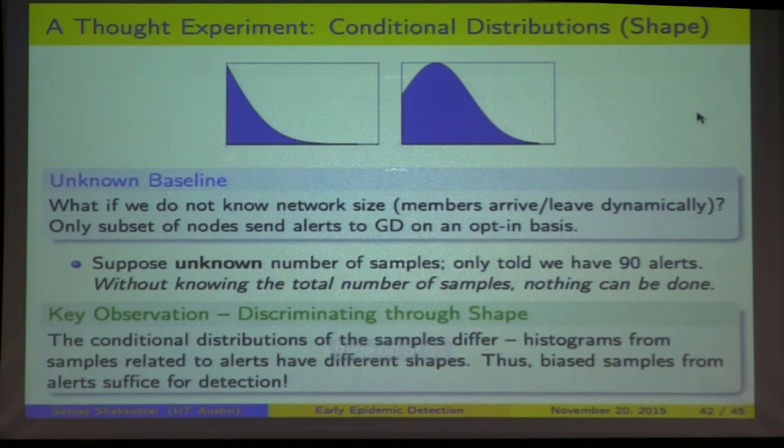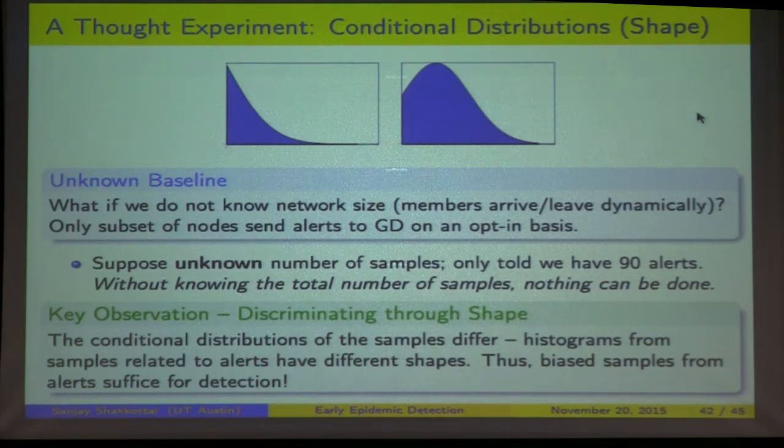What if I tell you that I give you 100 alerts, or I give you 95 alerts? You see that there are 95 alerts, but I don't tell you how many people have actually taken part in this. So the question again is the following. It's exactly the same underlying thing, only I don't know what the baseline is.